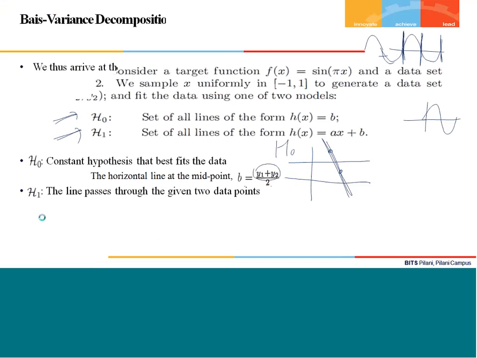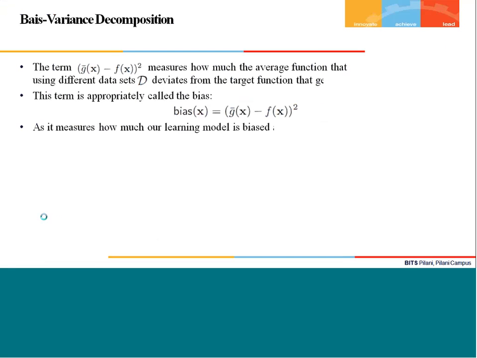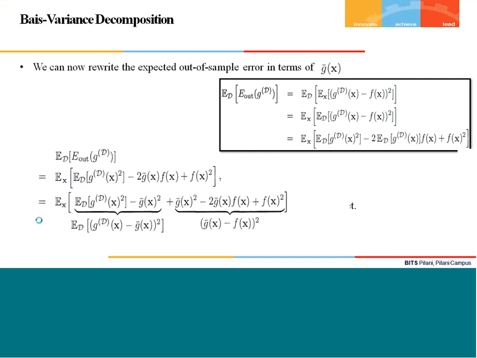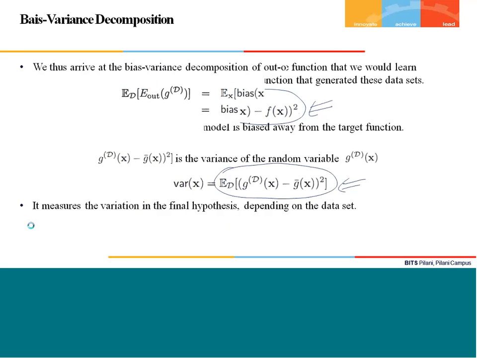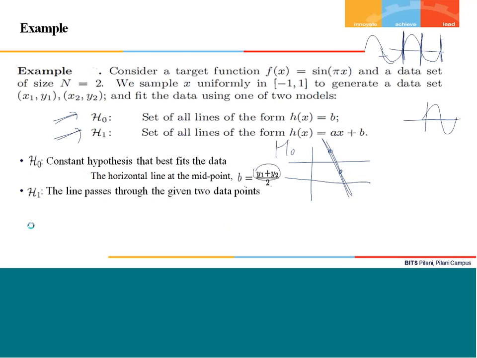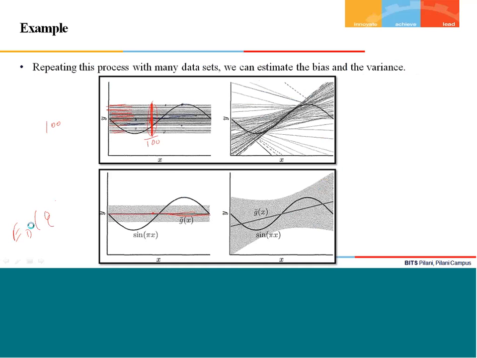Right? How did we represent it? E_D of g_D of x. It is nothing but the average of g_D of x.